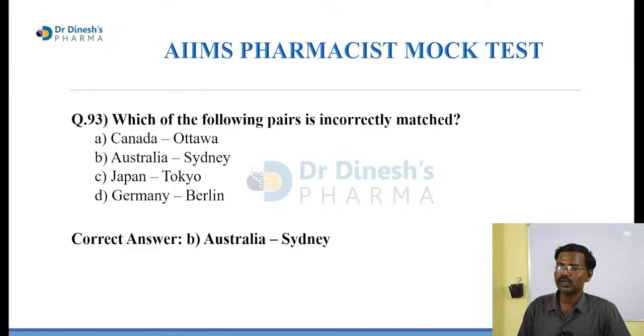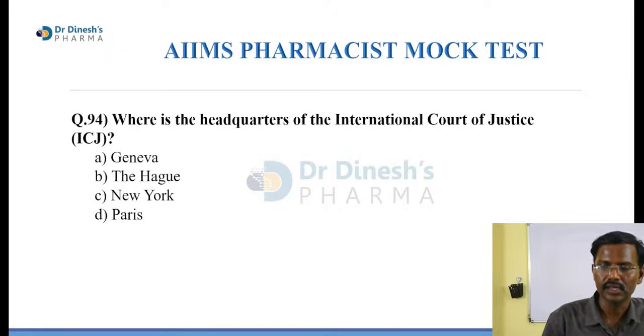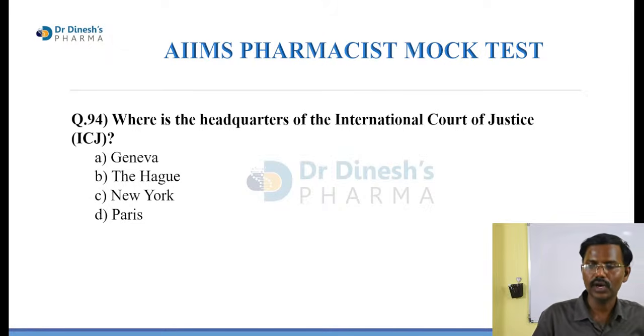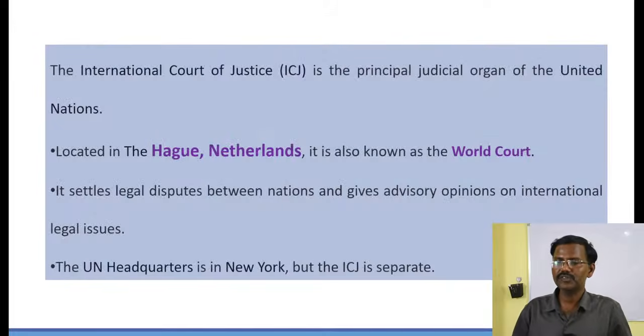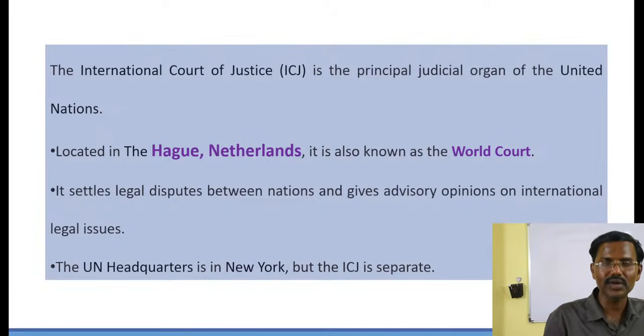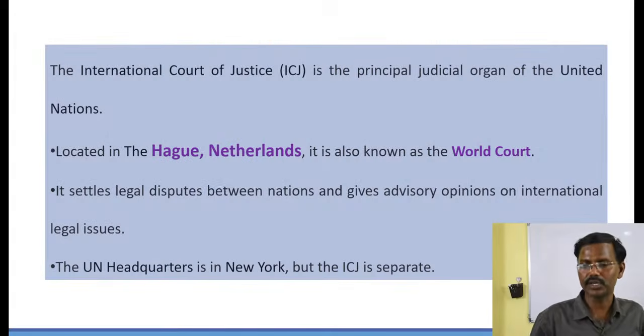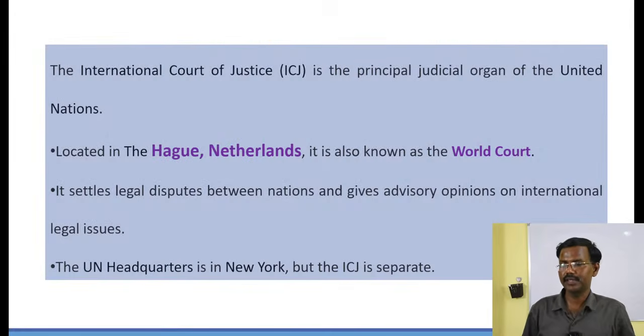Next, where is the headquarters of the International Court of Justice, ICJ? Where is it? Geneva, The Hague, New York and Paris. It is in The Hague, in the Netherlands, that is the International Court of Justice, right? This is also known as the World Court, and it is in the Netherlands, in The Hague, and it is appointed by the UN, which is in New York. UN headquarters is in New York, right?